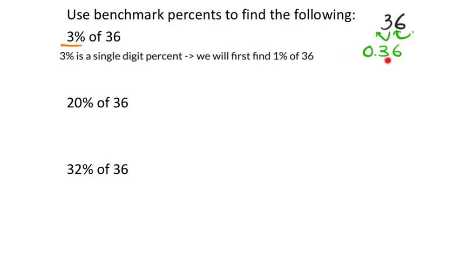0.36, the 36 hundredths. And since we're looking for 3%, 3% is triple 1%. So I can take that 36 hundredths and then just multiply it by 3. And even at this point, I would still just use a calculator for this one, but it's up to you. So that's what I got.